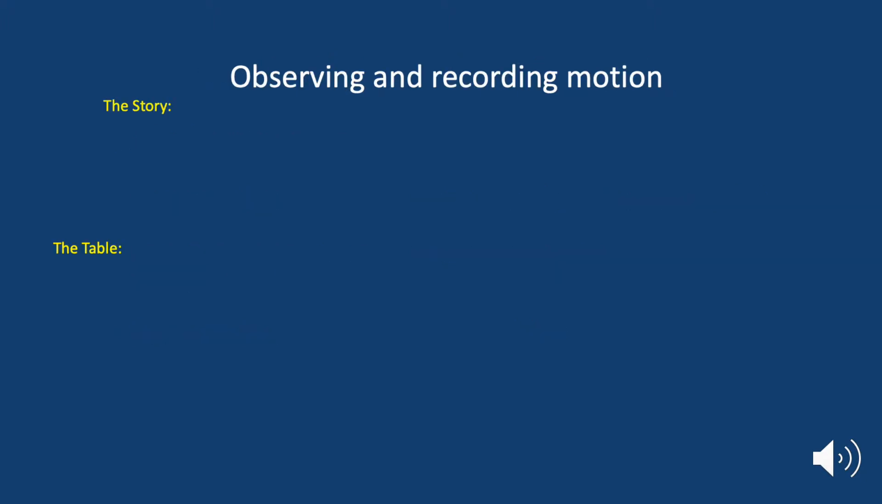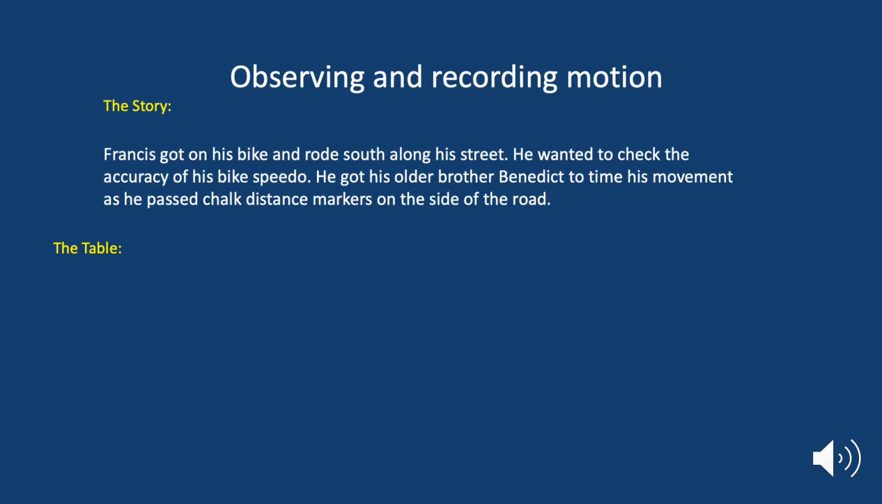So let's look at this idea of observing and recording motion, but first we need a story. Often in your tests there'll be a story. Our story is Francis got on his bike and he rode south along his street. He wanted to check the accuracy of his bike speedo.